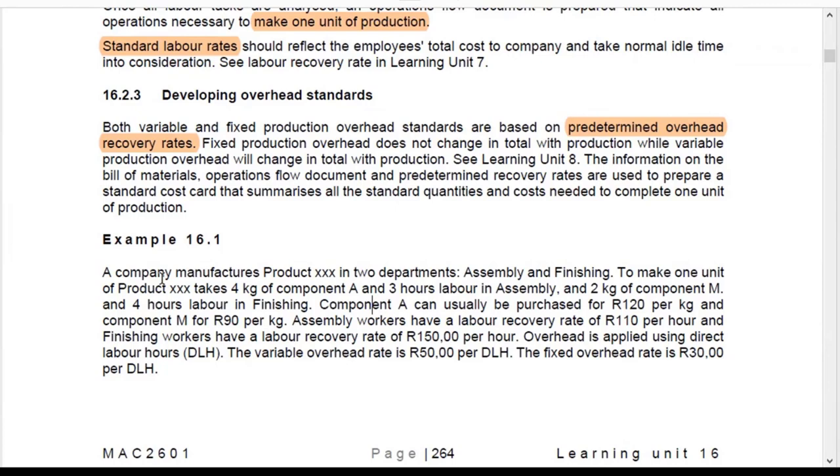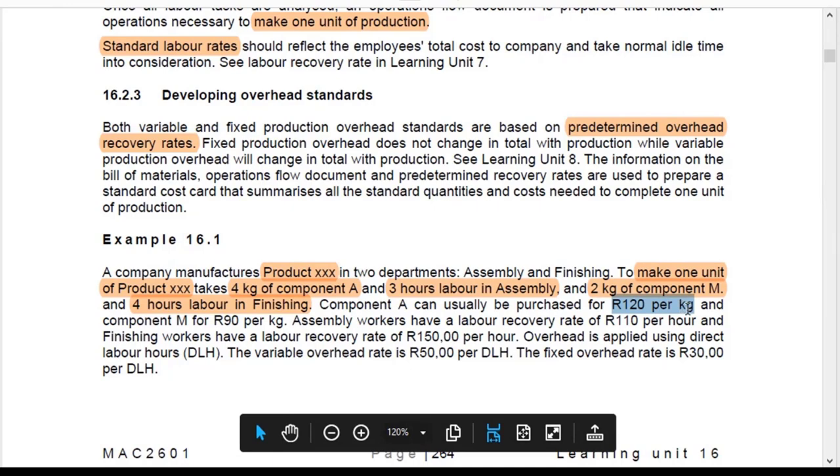So, example, a company manufactures product X in two departments, assembly and finishing. To make one unit of product X, what does it take? It takes 4 kgs of component A and 3 hours of assembly labor, and 2 kgs of component M, and 4 hours of finishing. Now, component A can be purchased at 120 rand per kg, and component M is 90 rand per kg. The assembly workers' recovery labor rate is 110 per hour, while the finishing workers are 150 per hour.